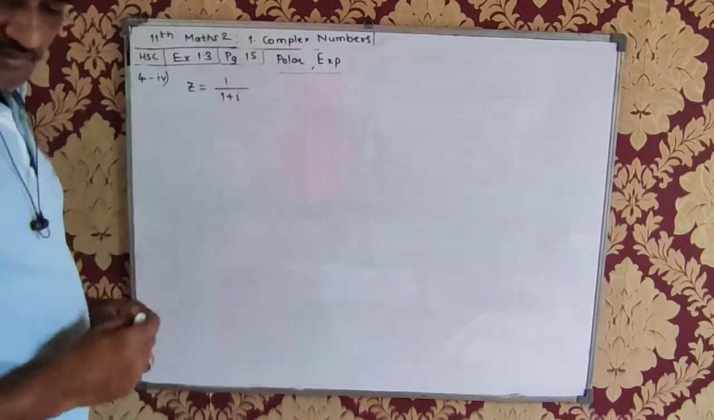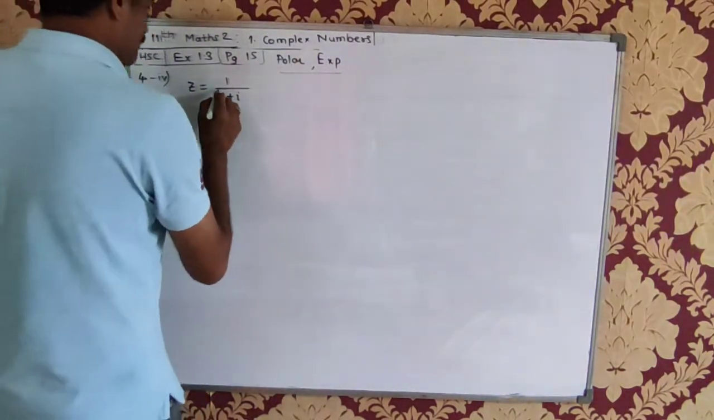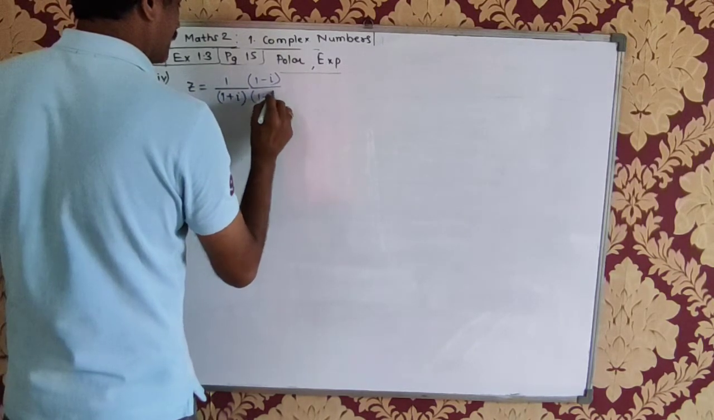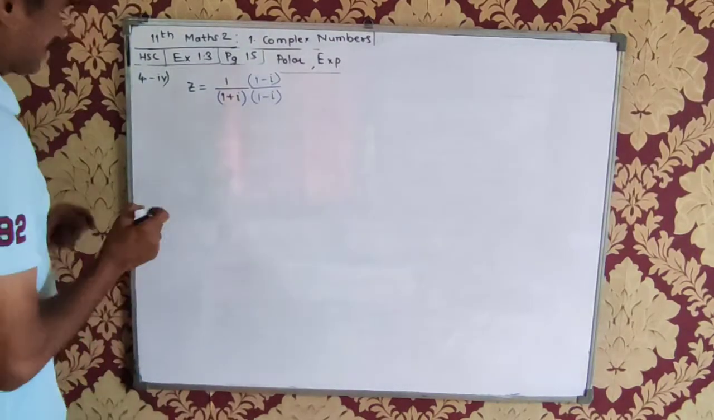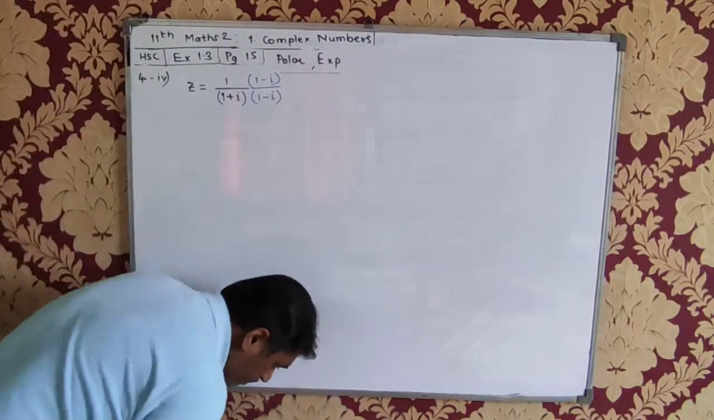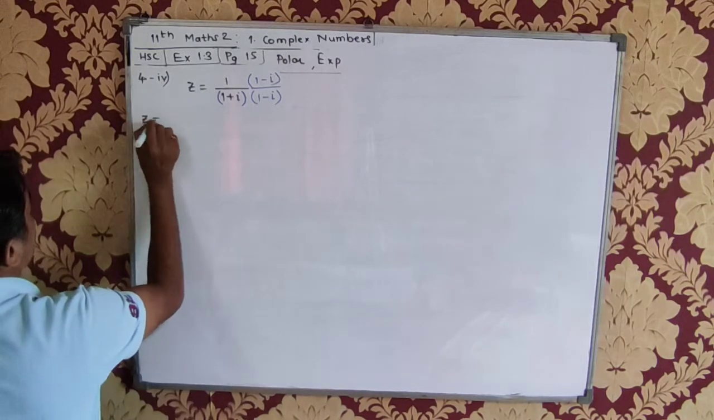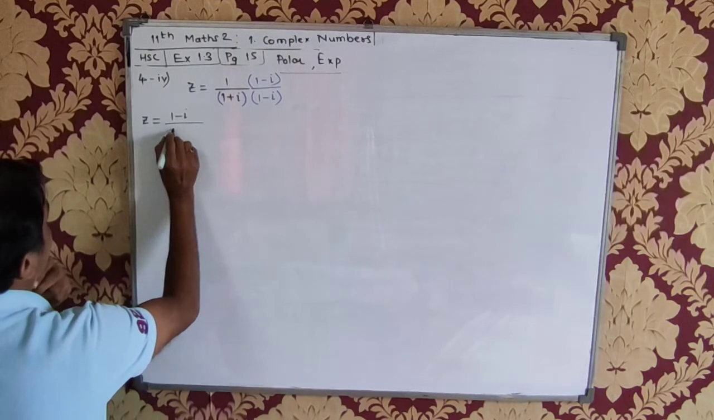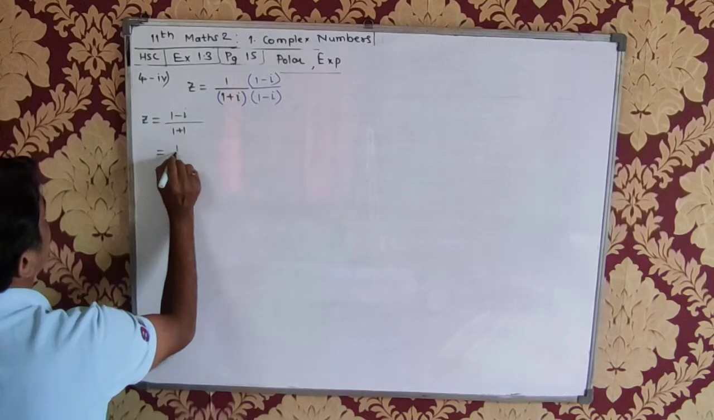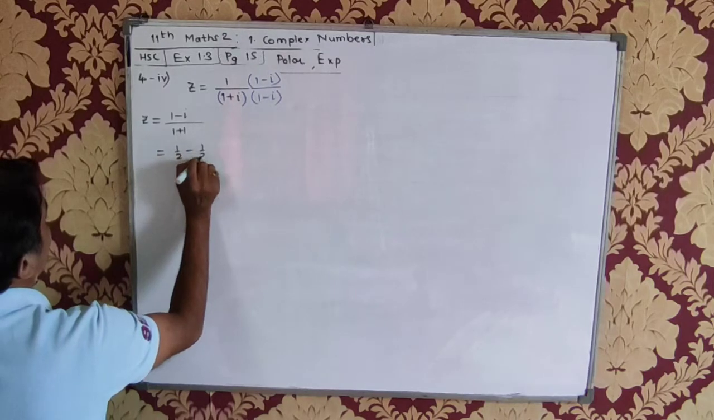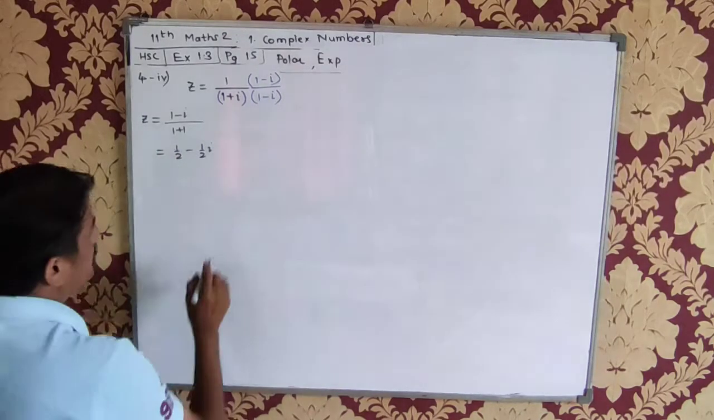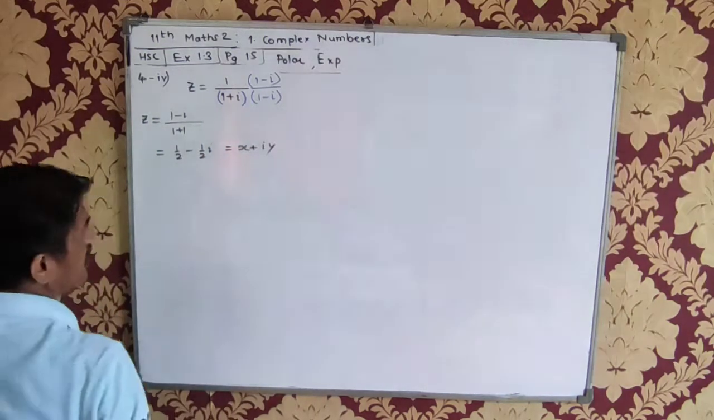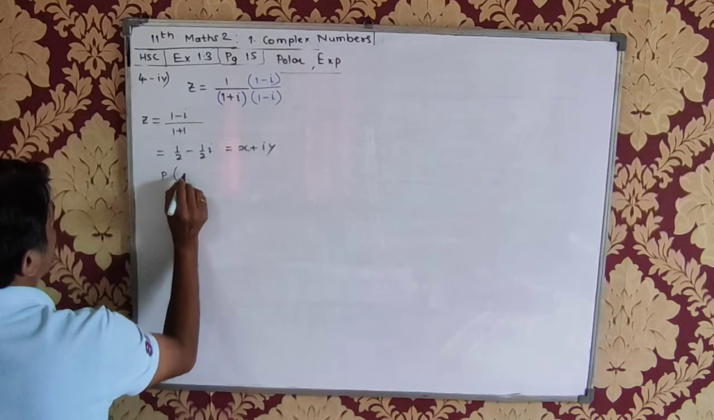Z is equal to 1 upon 1 plus i. Rationalize: multiply by 1 minus i. Then Z is equal to (1 minus i) upon (1 square minus i square), which is 1 minus i upon 1 plus 1, so half minus half i. That is equal to x plus iy. So the point is half comma minus half.